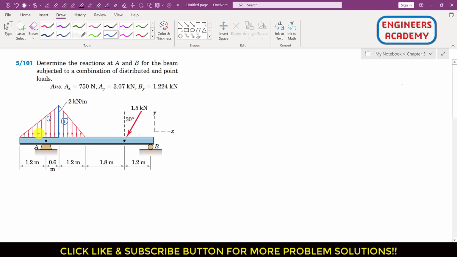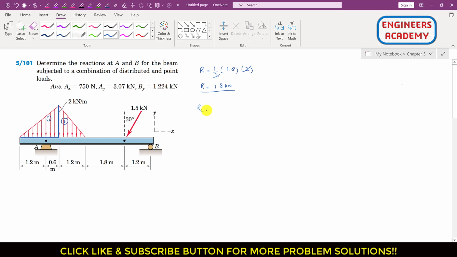So if we want to find the resultant of this area 1 distributed load, then that is, let's say, R1. That concentrated resultant of this area 1 will be equal to half the area of this area 1, right? So this will be equal to half base. So the base of this triangle is 1.2 plus 0.6, so this is 1.8, and the height of this triangle is 2 kilonewton per meter, right? So this 2 will cancel out, so this means that R1 will be equal to 1.8 kilonewton, right?